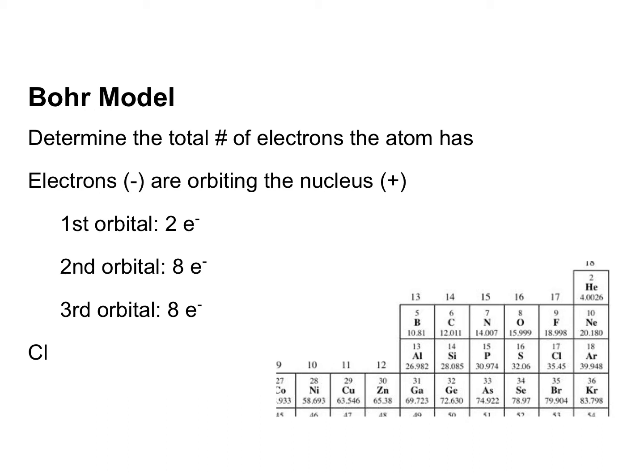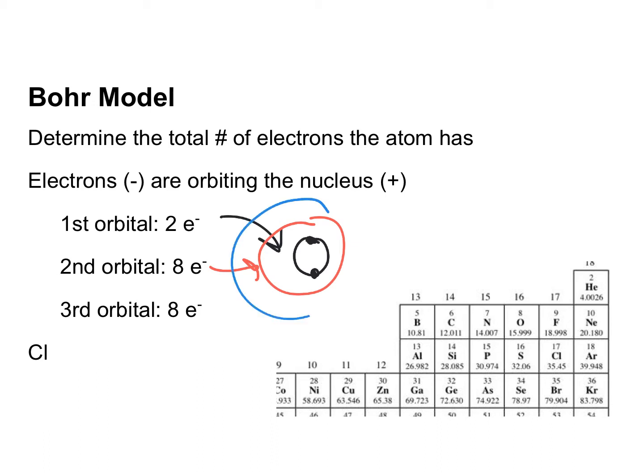The electrons are orbiting the nucleus, which is the positive charge. The electrons are negative. And in our first orbital, which is that inner circle, we can only have 2 electrons. Then in our second orbital here, we can have 8. And in our third, we can have 8 as well.